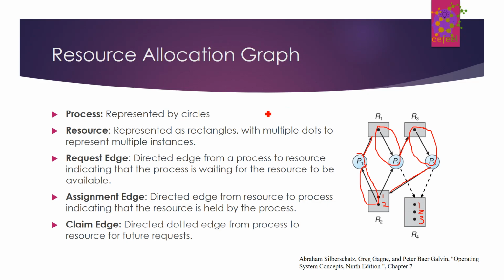P2 will request an instance of R4 in future. That's why we have a dotted edge from P2 to R4, and there is also a dotted edge from P3 to R4, indicating that P3 will ask for an instance of R4 in future, but this is not the current request. That's the difference between the claim edge and the request edge.